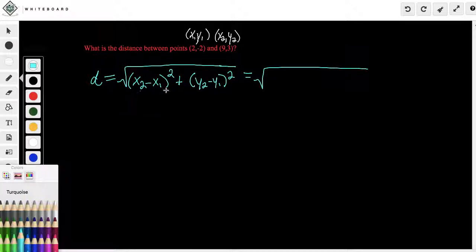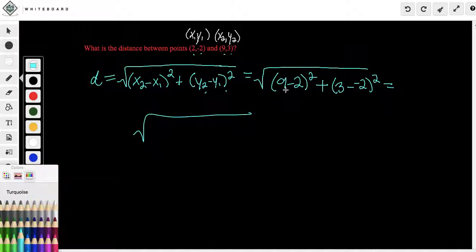So x2 minus x1, that's going to be 9 minus 2. We're going to have to square that, plus y2 minus y1, that's 3 minus negative 2, and we're going to square that. So first, let's take the stuff in the parentheses and simplify that.